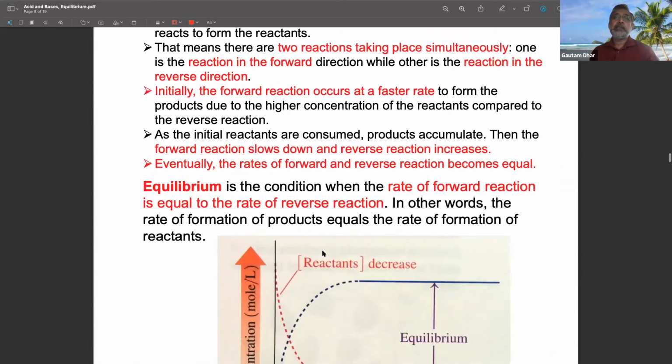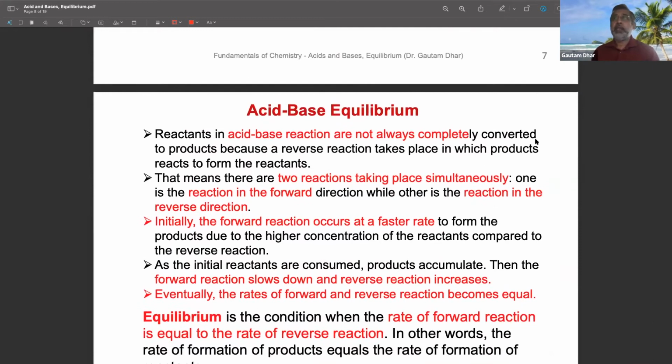Okay. Now, acid-base equilibrium. Reactants in acid-base equilibrium are not always completely converted to product. Okay, there's a reversibility because a reverse reaction takes place in which product reacts to form the reactant. As the product builds up, it starts to react, and so that rate gradually picks up. So that means there are 2 reactions taking place simultaneously, one in the forward direction and another in the reverse direction.